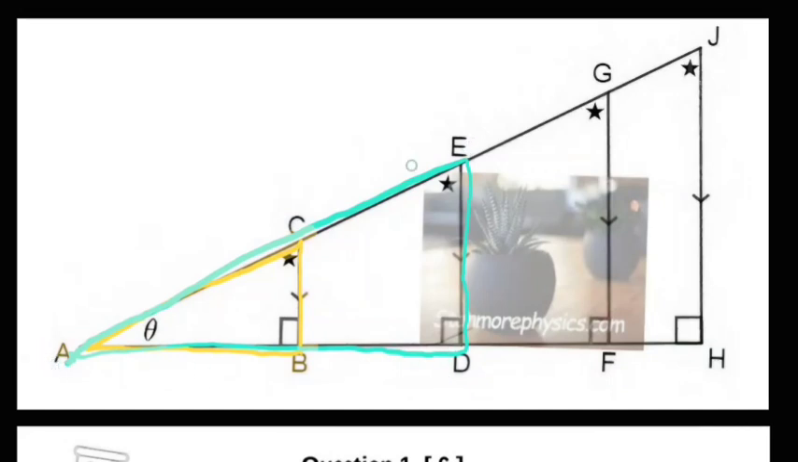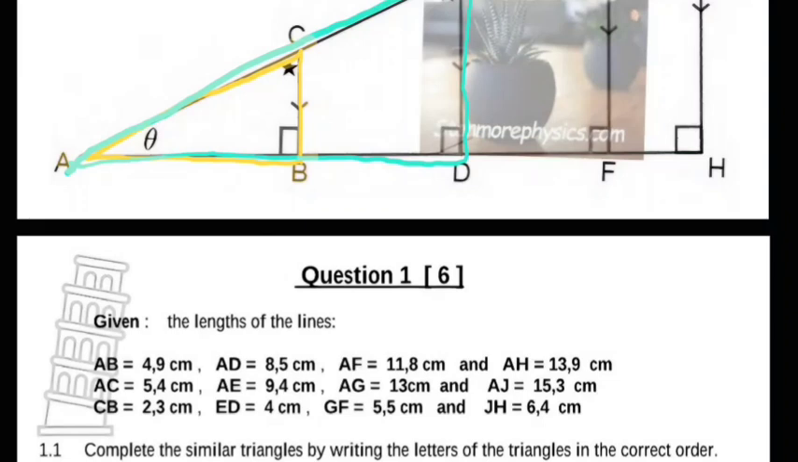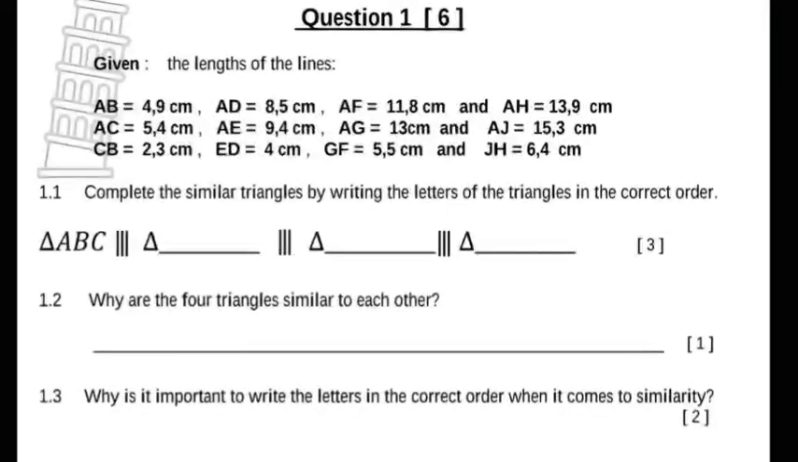How do we know that they are similar? We notice that all of their corresponding angles are equal. Here, angle B and angle D are both 90 degrees. Angle C and angle E, they're equal because they're represented with a star. And angle A for both triangles are the same because it is a common angle. It lies in both triangles. So the first answer we have, ABC is similar to ADE.